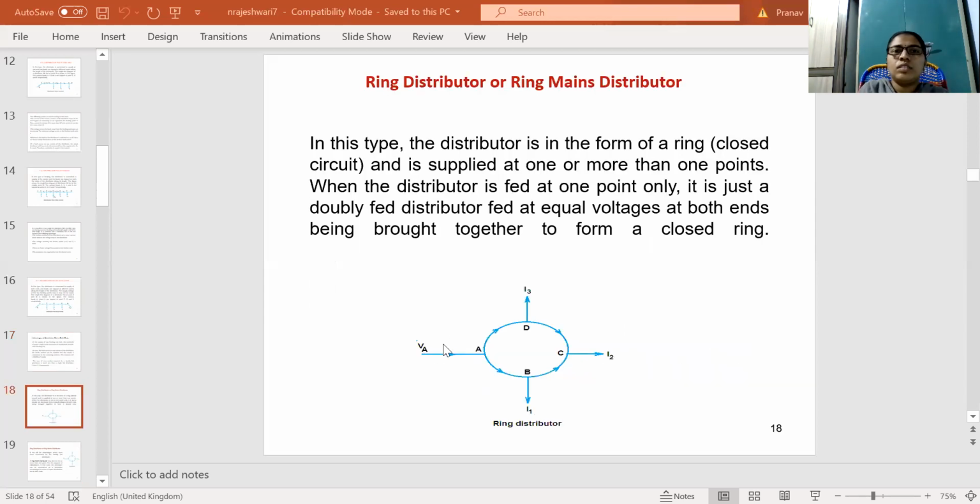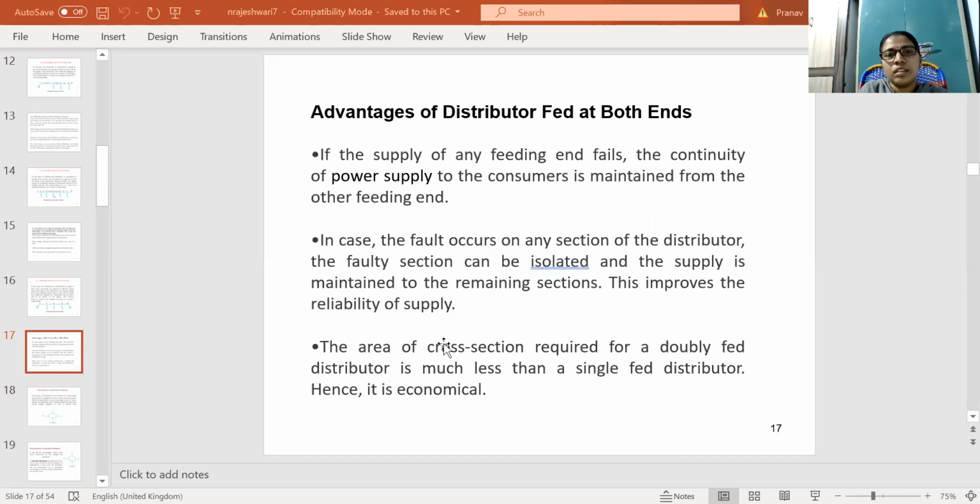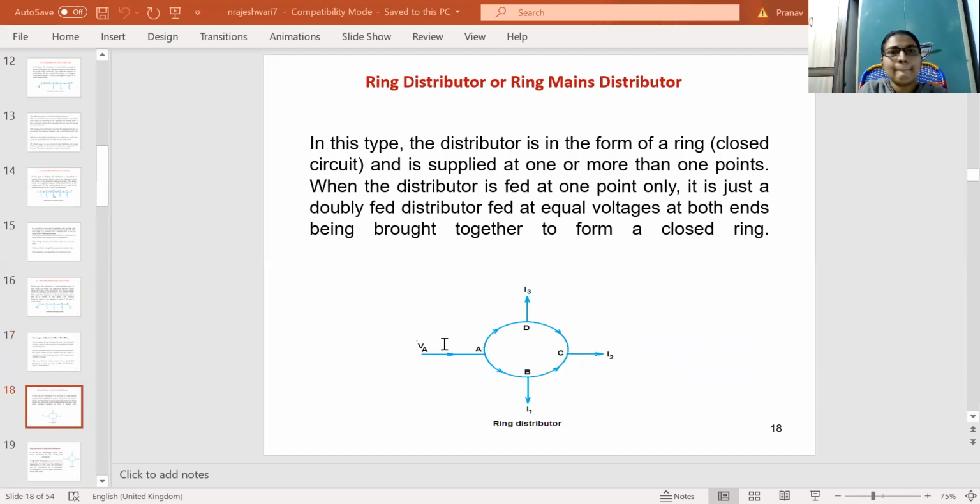The ring distributor, or ring main distributor. In this type of distributor, the distributor is in the form of a ring or closed circuit and is fed at one or more than one point. When the distributor is fed at one point only, it is just a doubly fed distributor fed at equal voltages at both ends, brought together to form a closed ring. This is the ring distributor.